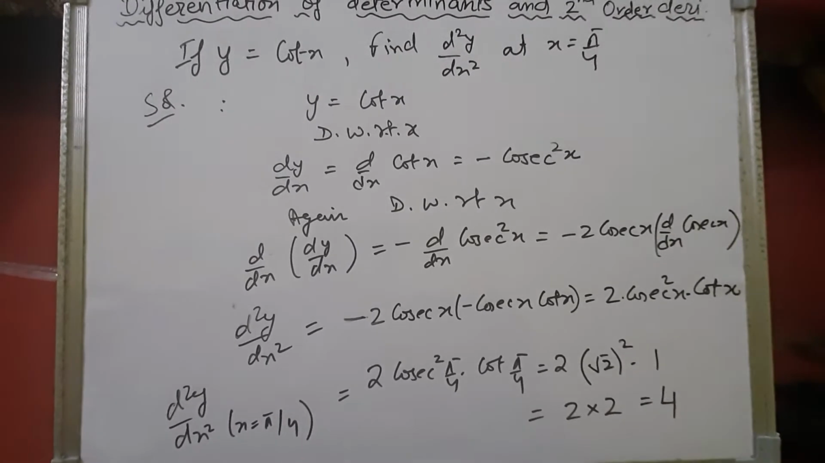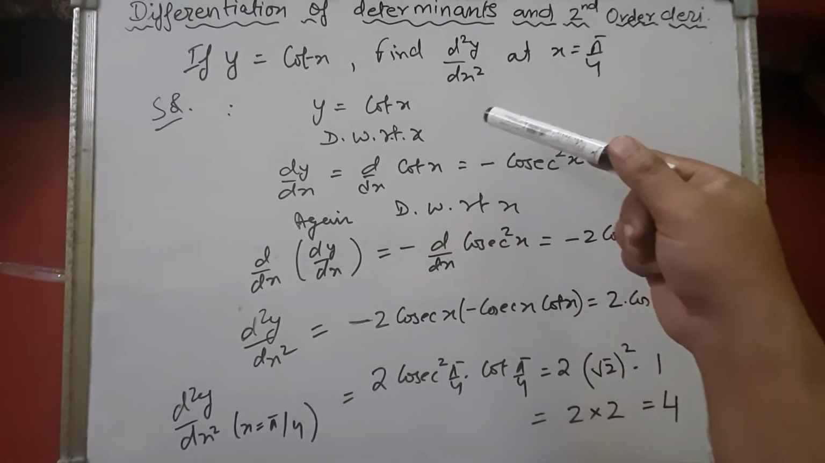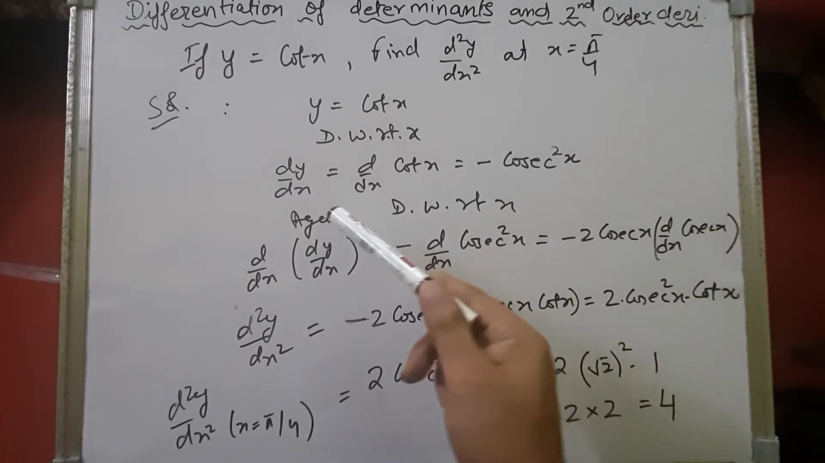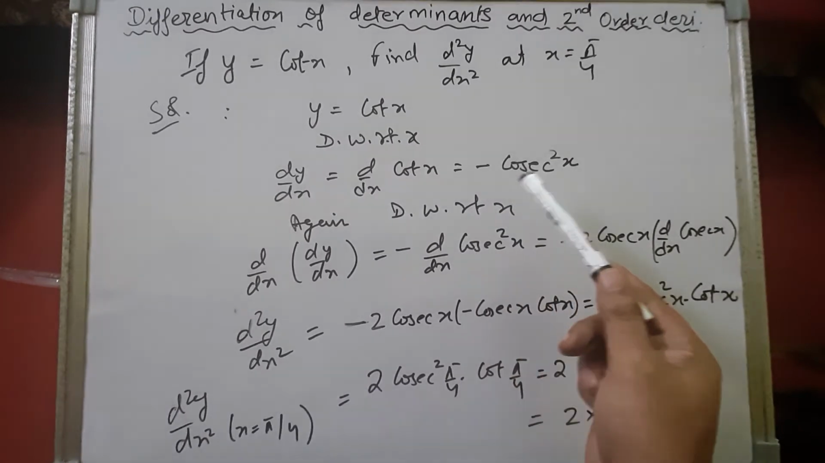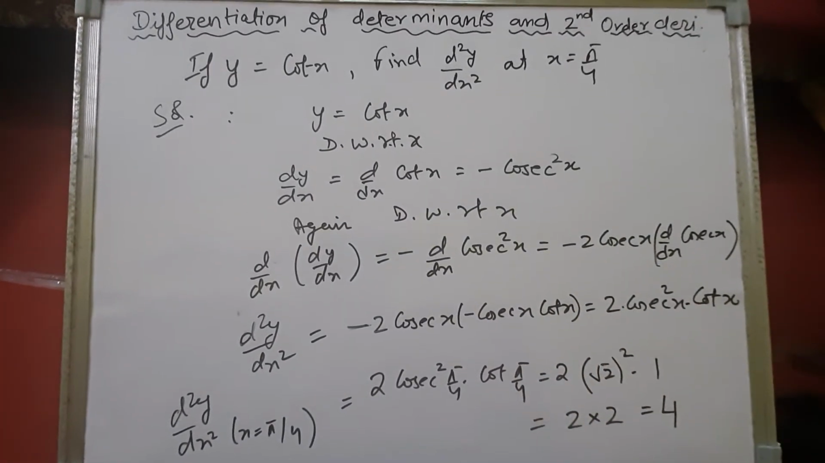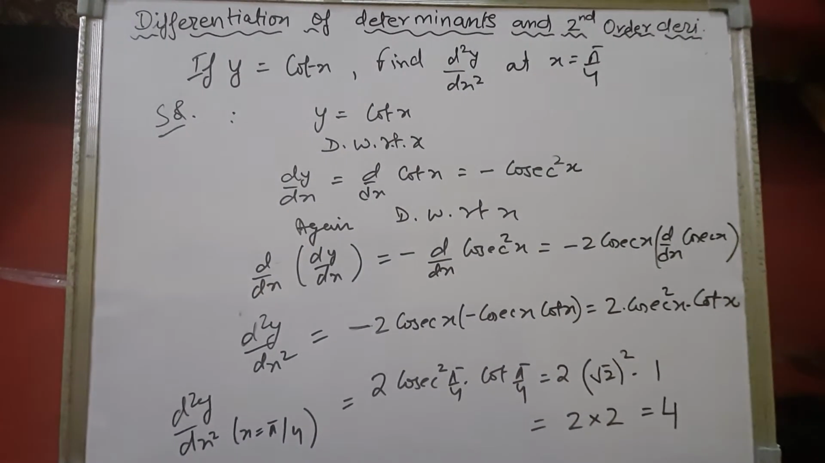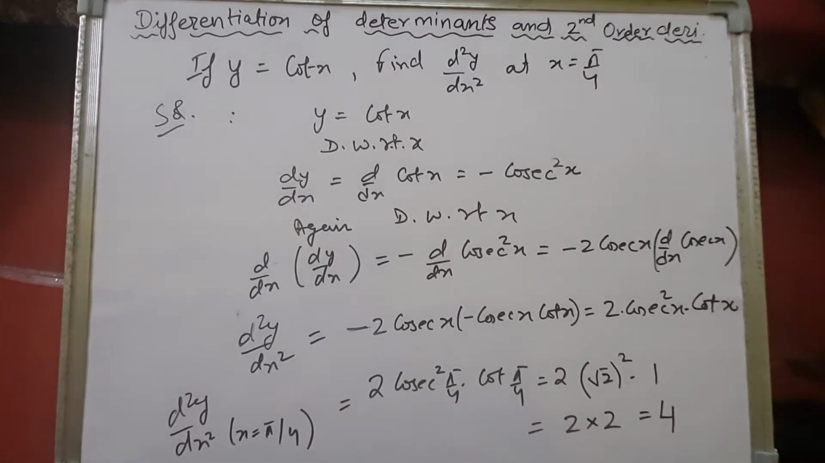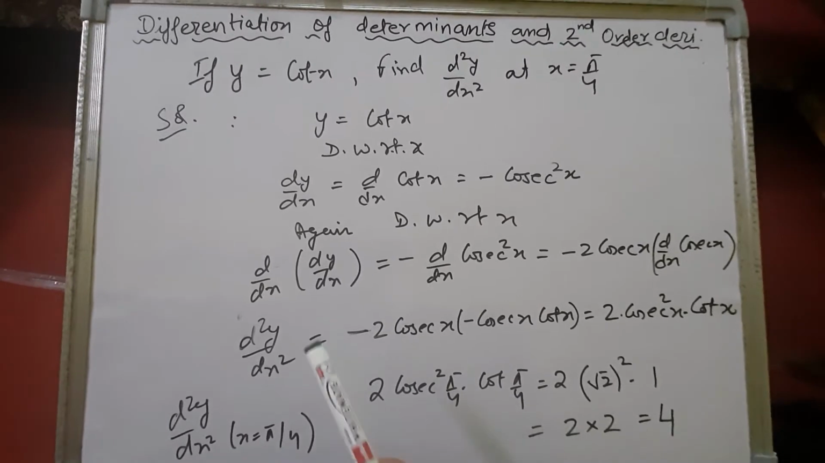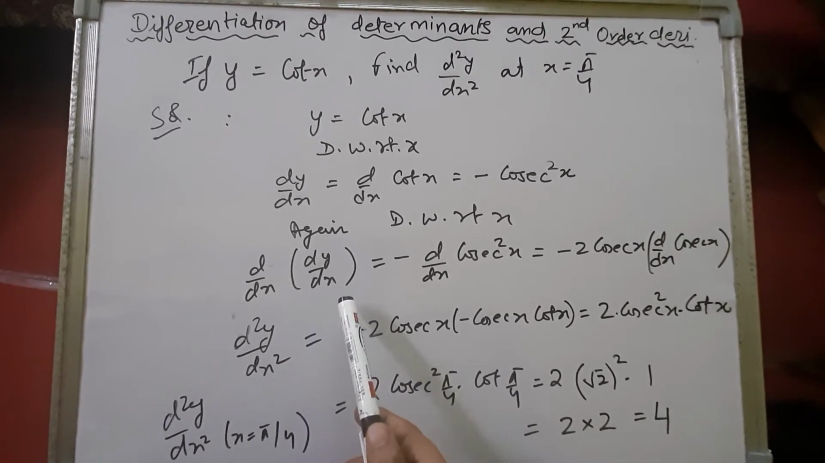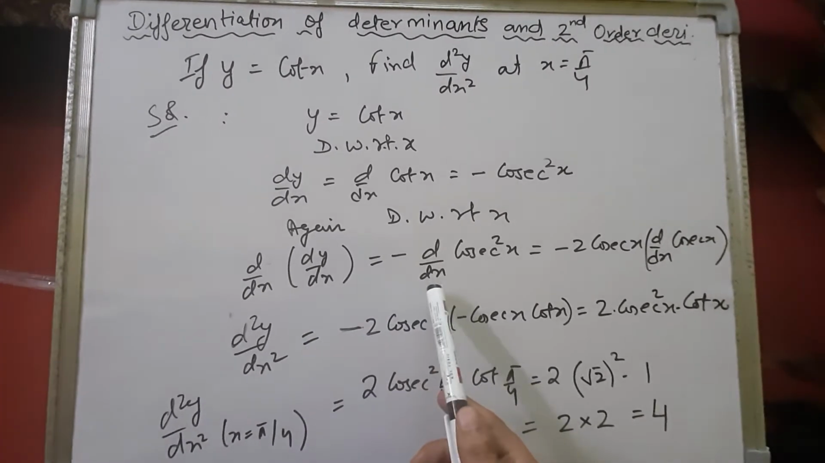Okay, so the function is given, y equals cot x. When we differentiate with respect to x, dy by dx equals d by dx of cot x, and d by dx of cot x is minus cosec square x. Now again we have to differentiate because we have to calculate the value of d2y by dx2. So we'll again differentiate with respect to x.